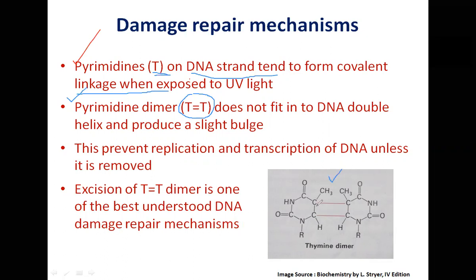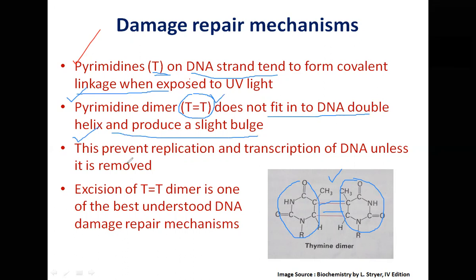So these are two adjacent thymines. This is one thymine, and this is the second thymine. When it gets exposed to UV light, they form this kind of covalent cross linkage. This thymine dimer doesn't fit into the double helical DNA and it produces a slight bulge. When such a DNA is undertaken for replication or transcription, they cannot take place properly because of the presence of these thymine dimers.